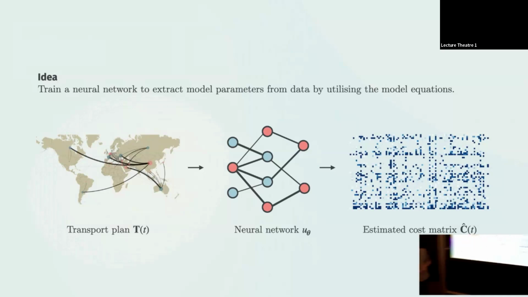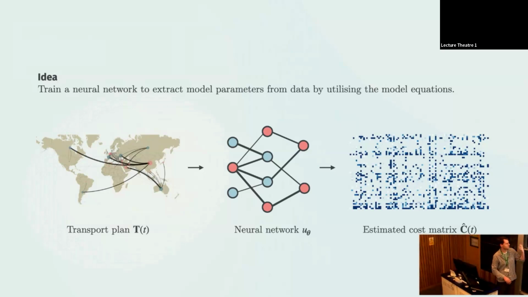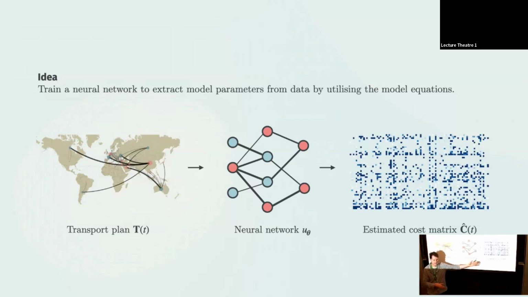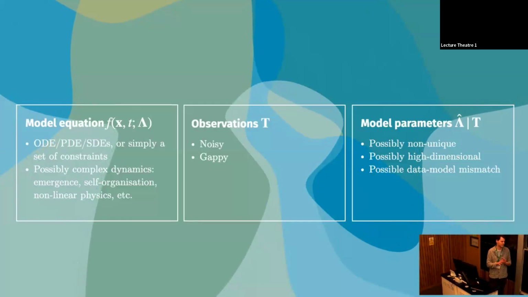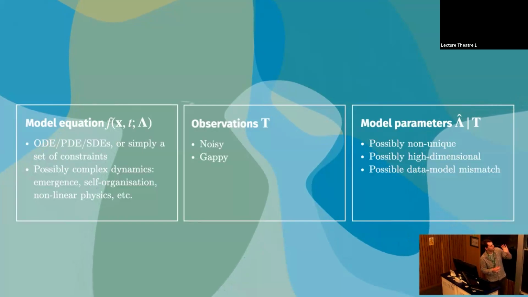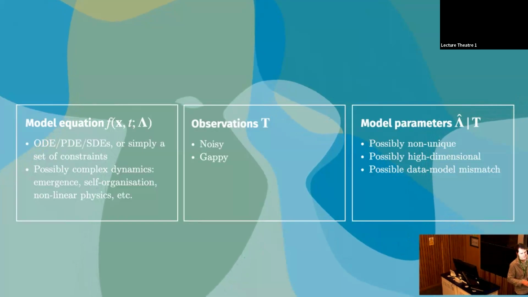So in this case, in the case of the global trade, we want to have a neural network that gives us cost matrices as a function of time, of course, but also the transport plan. So the general setup that I'm considering in this talk is one where we have model equations, model observations, and model parameters, okay?